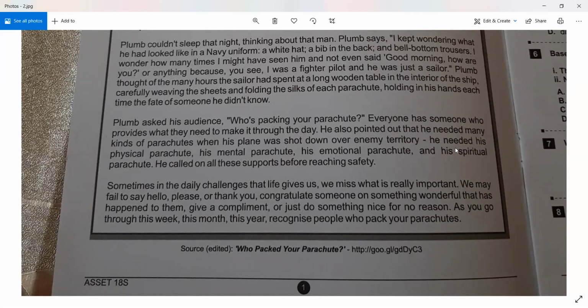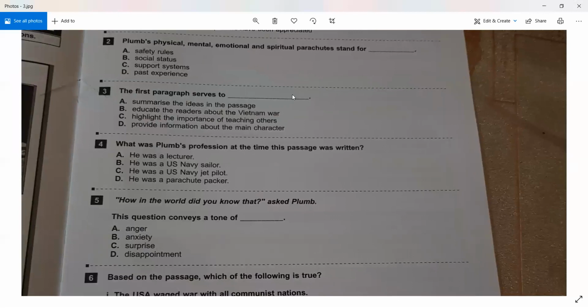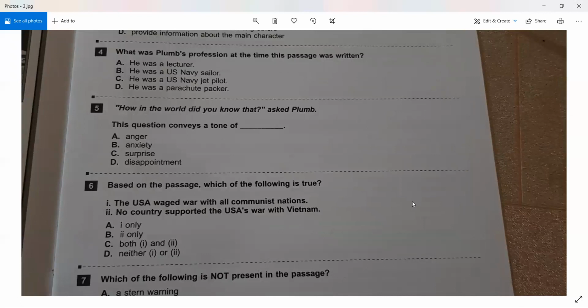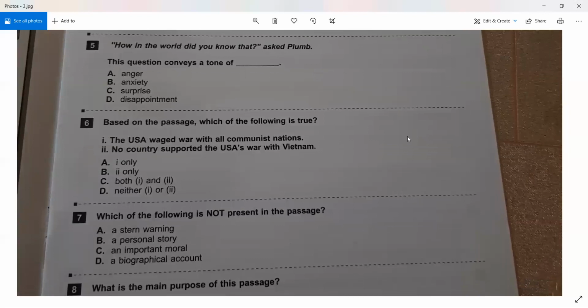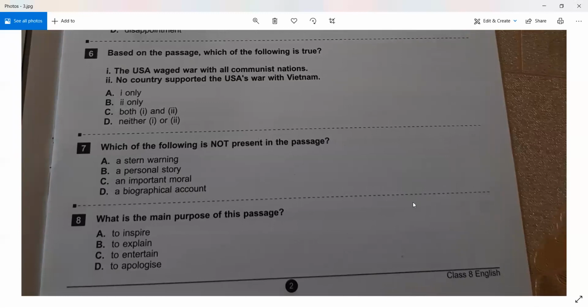Let us proceed to the questions. As you're working on the questions, you are requested to pause the screen and go back to the passage, view it, and come back and attempt the question. The question paper is for the first paragraph. Go back to the first paragraph. Let us proceed.